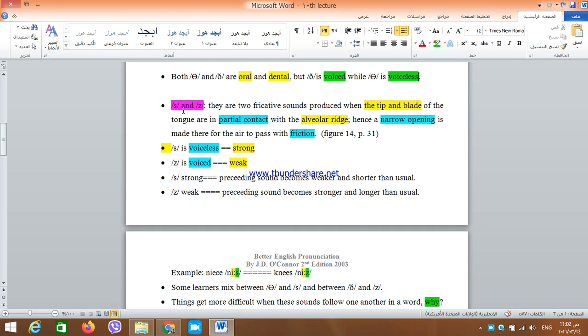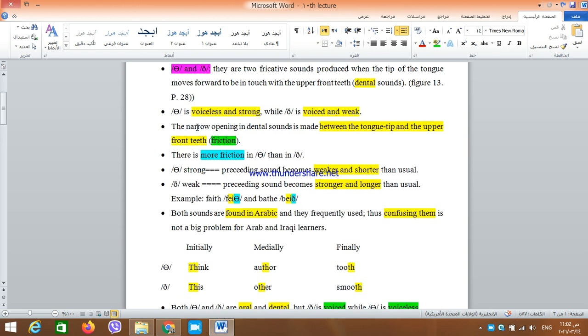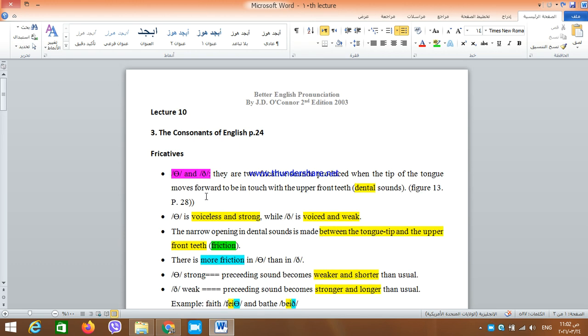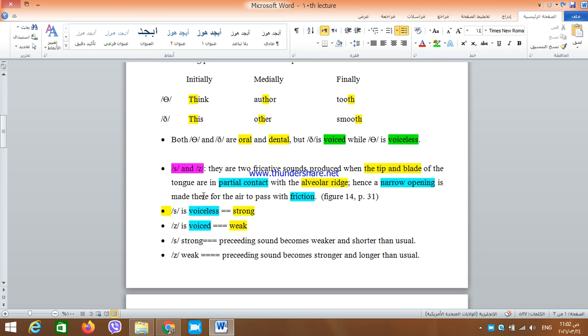Now we move to the other pair, sa and za. So remember, we have dealt with tha and the now, and we have dealt with fa and va in the previous lecture. Now it's time to deal with sa and za. Again, they are two fricative sounds produced when the tip and blade of the tongue are in partial contact, not complete, with the alveolar ridge. So these two sounds are called alveolar. Why? Because the tongue is raised to be in contact with the alveolar ridge.